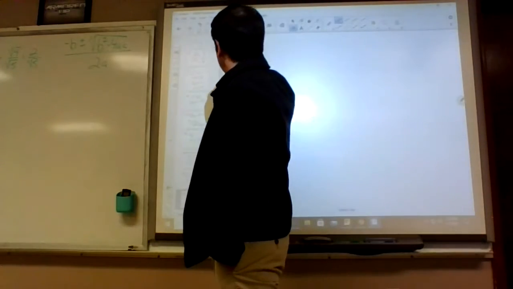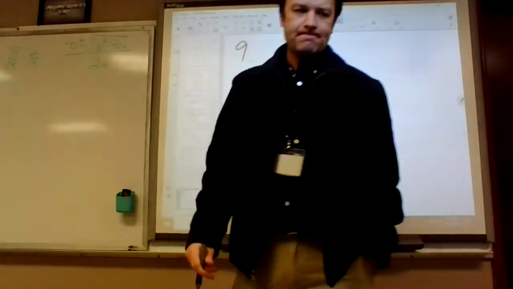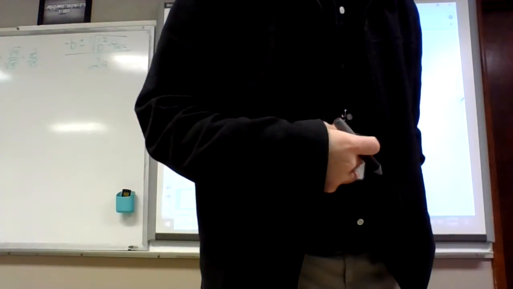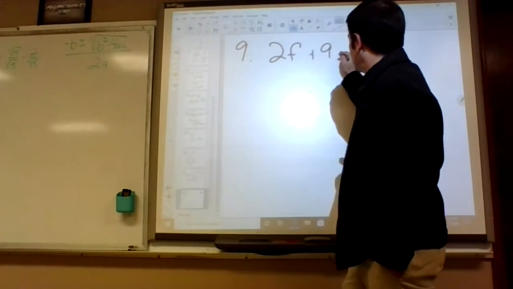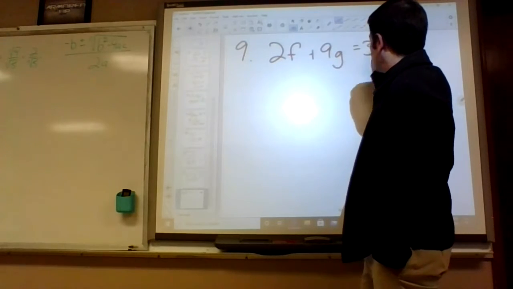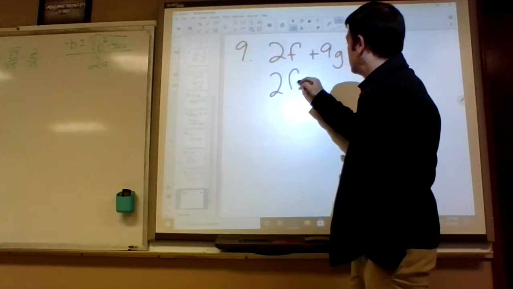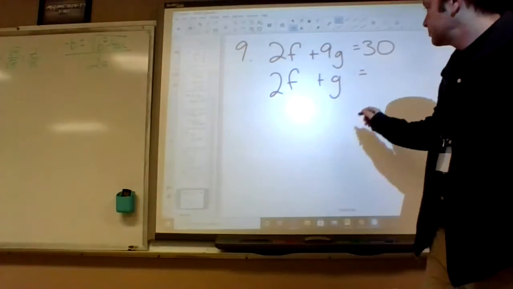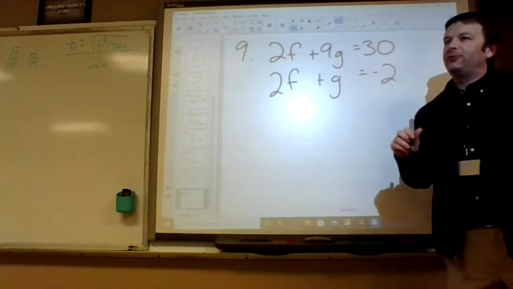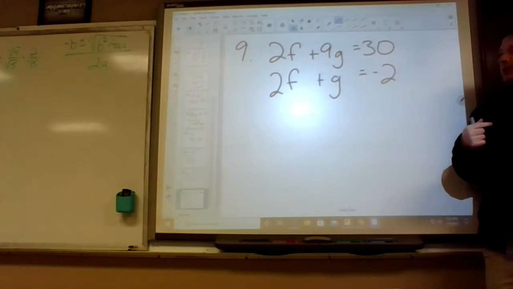Okay. Number 9. This one's a little bit different: 2f plus 9g equals 30. If we add the two lines together, we're not going to get rid of anything, right?